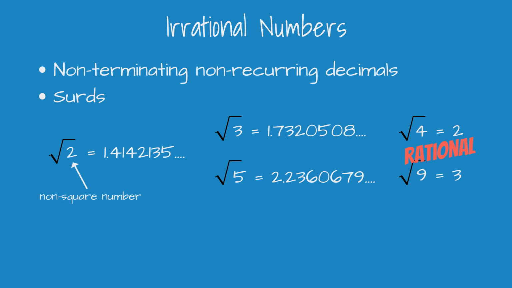One more example of an irrational number is the number pi, which is equal to 3.14159265 and goes on forever without repeating.